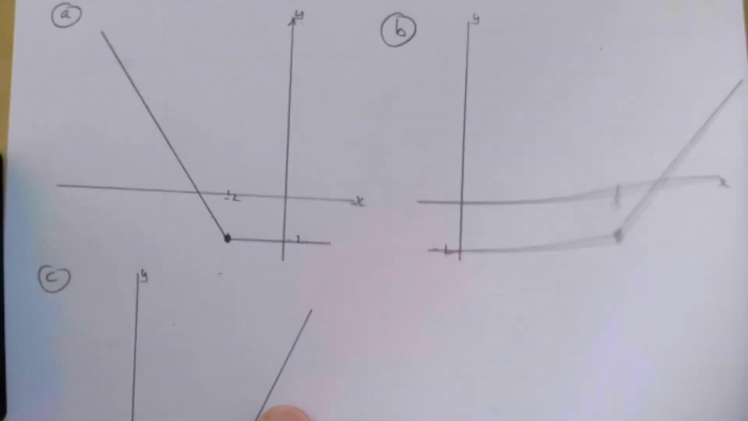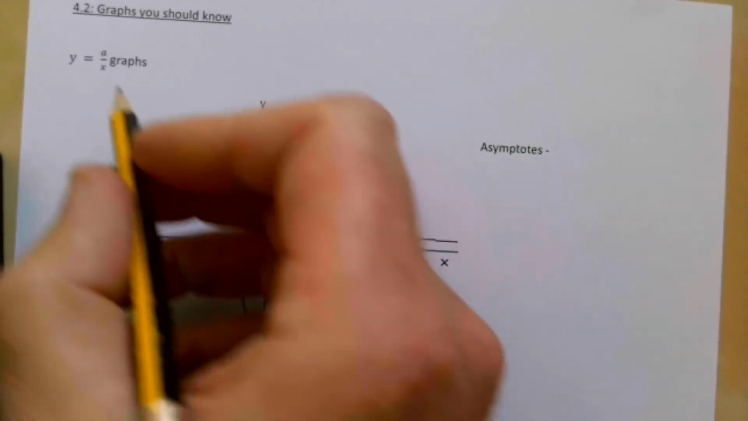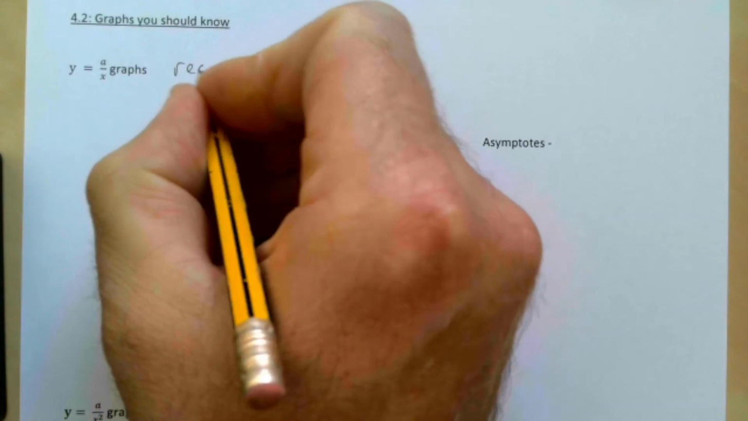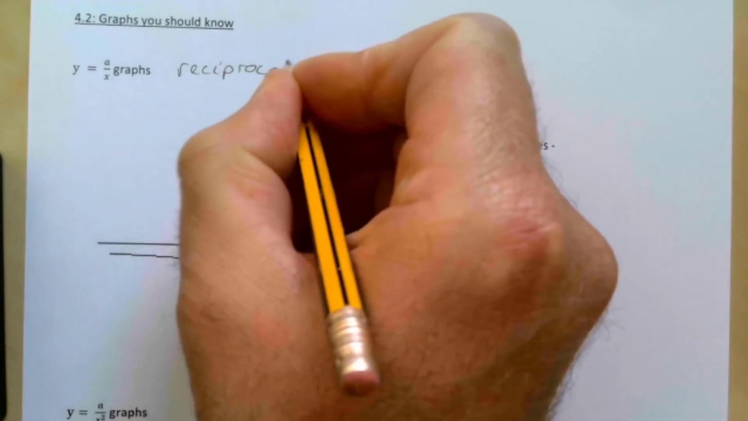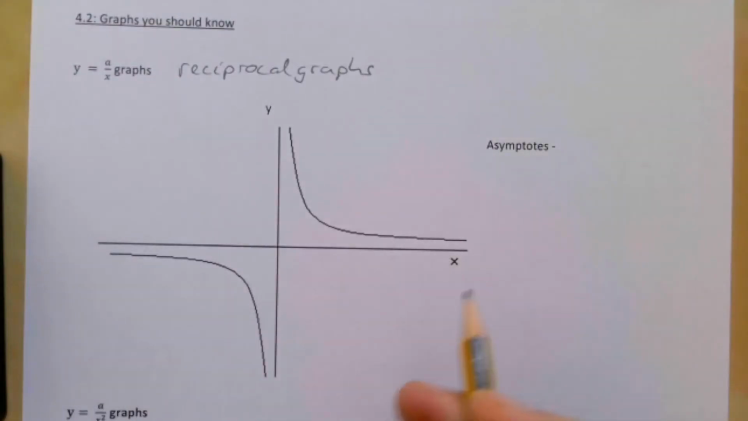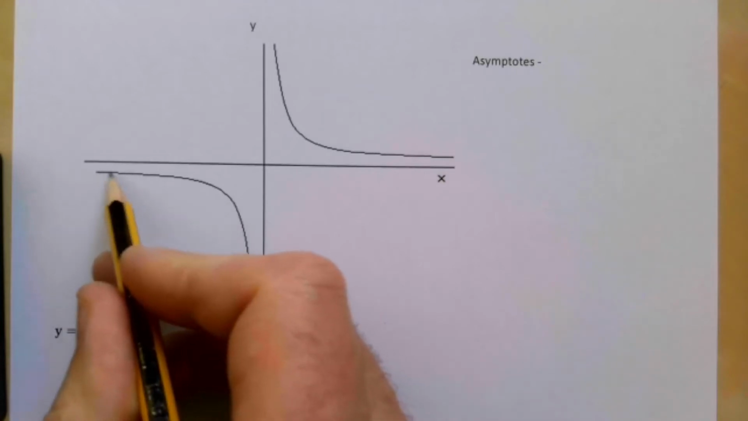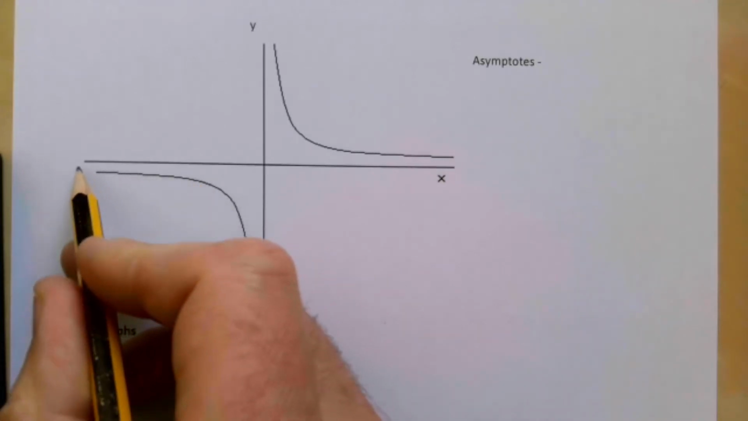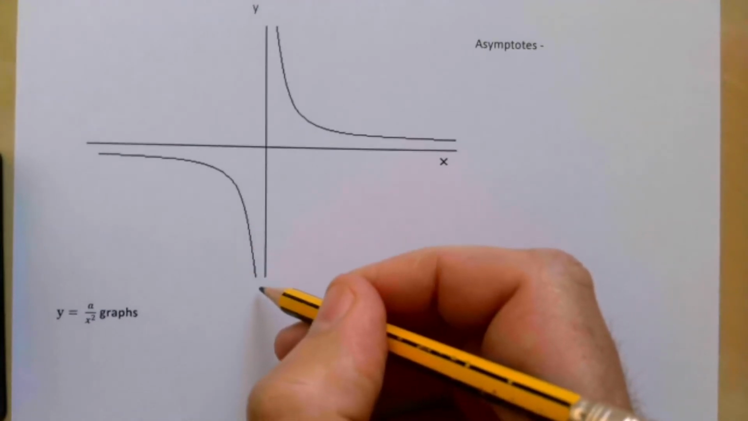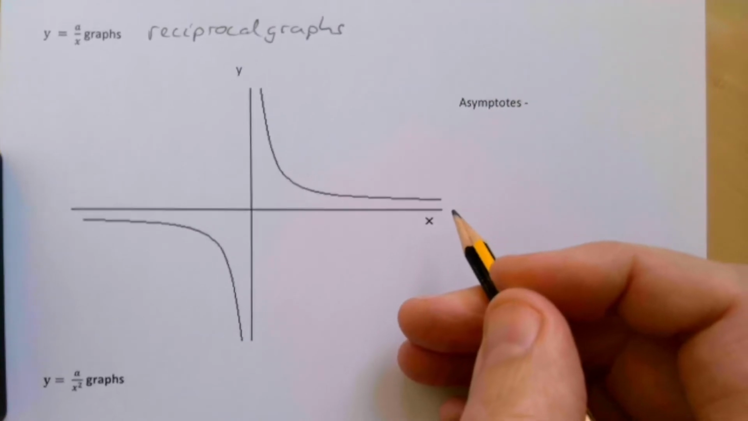While we're at it, we'll look at the next week's section here. Graphs you should know. y equals a over x graphs. These are known as reciprocal graphs. They have some asymptotes on it. In this diagram it's kind of hard to see because it's computer generated, but this here is getting closer and closer to the x-axis and never actually touching it. It's doing the same down here on the y-axis, same up here and same down here.